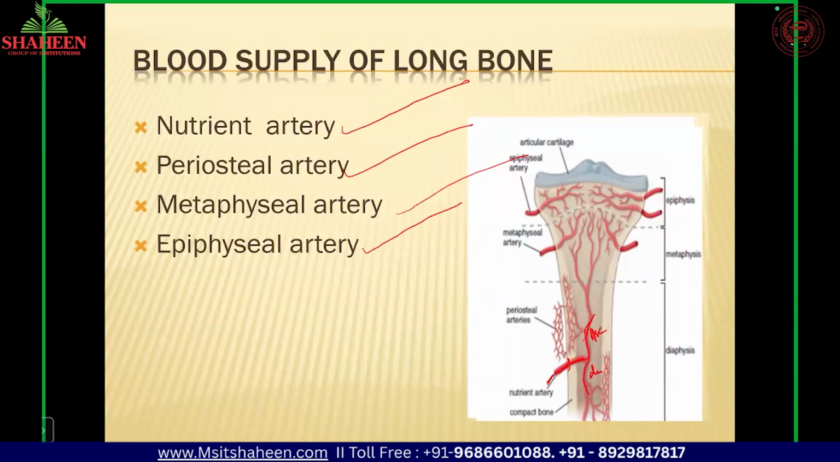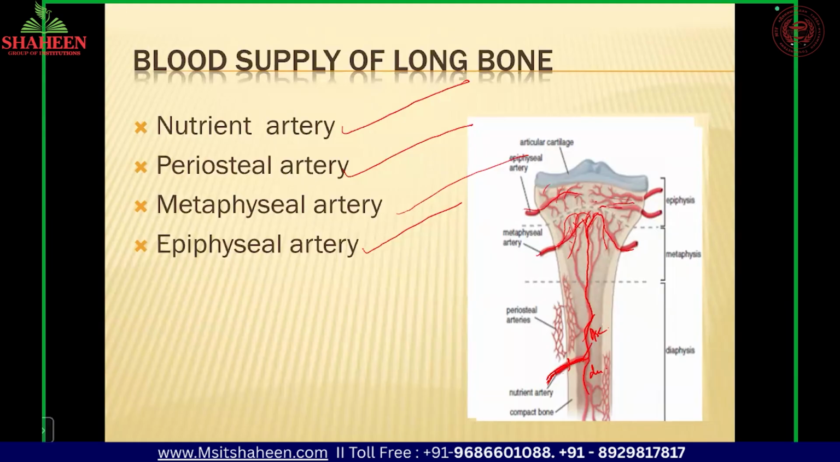The ascending branch goes towards the metaphysis, forms a lot of branches, and forms a hairpin-like appearance. You can see that this is the metaphysis. Through the metaphyseal artery, the nutrient artery, and the epiphyseal artery, they are getting an immense amount of blood supply. Got it?